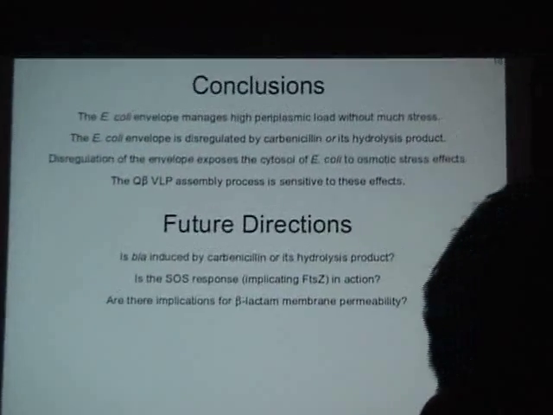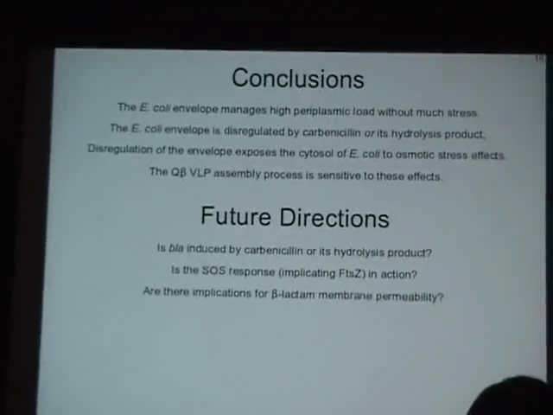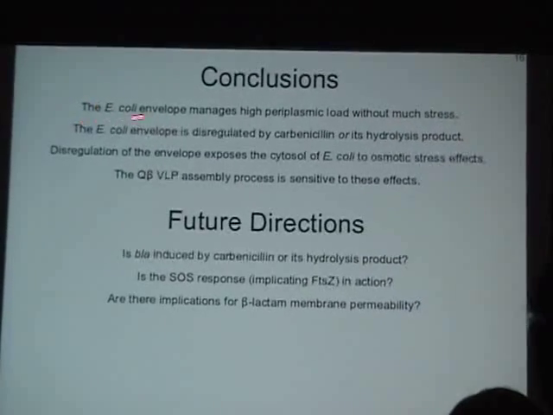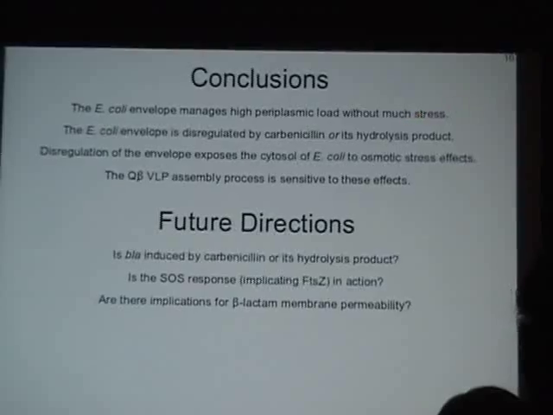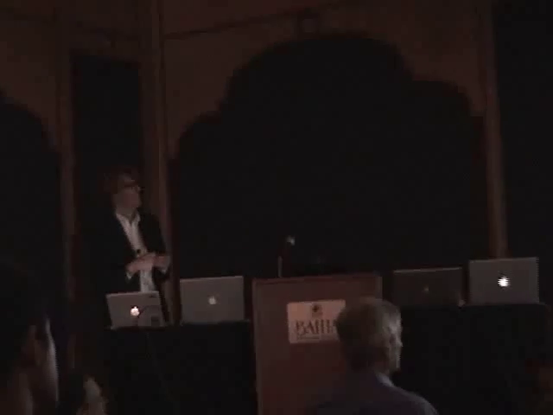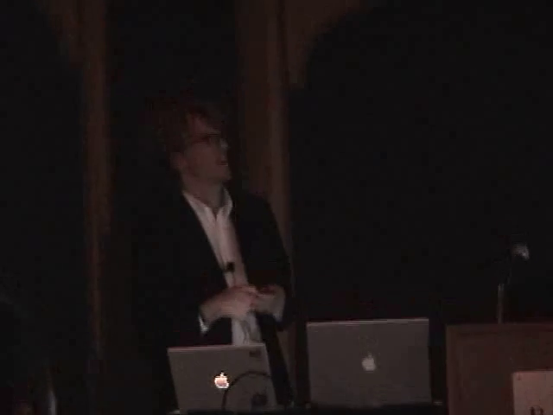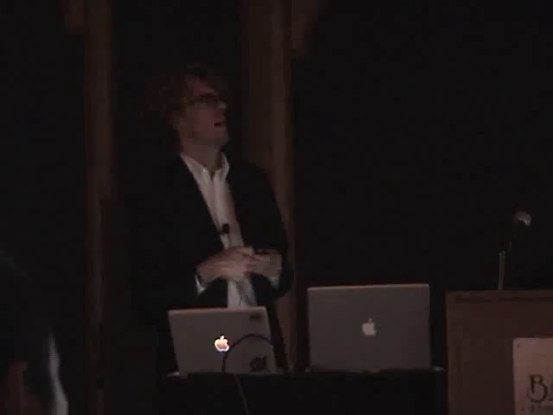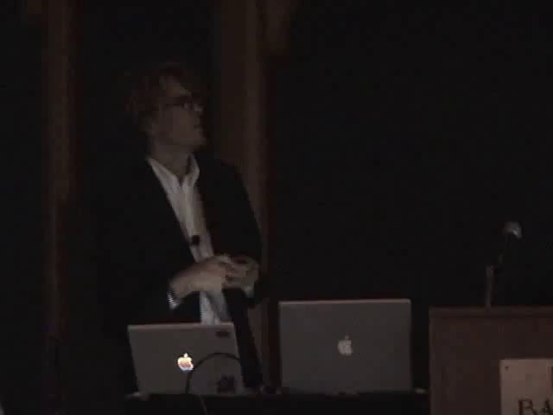So what conclusions have I drawn from just these few short slides? The E. coli cell envelope manages a pretty high periplasmic load without much stress. You can fill the thing up with TEM1 beta-lactamase and really nothing goes wrong. The E. coli cell envelope is dysregulated by carbenicillin or its hydrolysis product. Obviously I couldn't differentiate between the two in the experiments I performed, but the simple presence of the antibiotic is enough to screw up regulation of osmolytes.